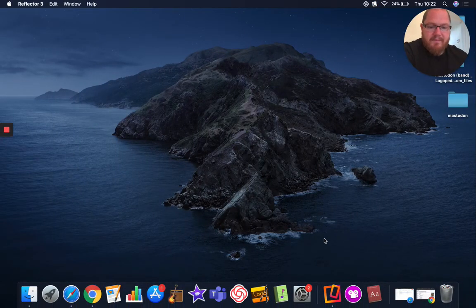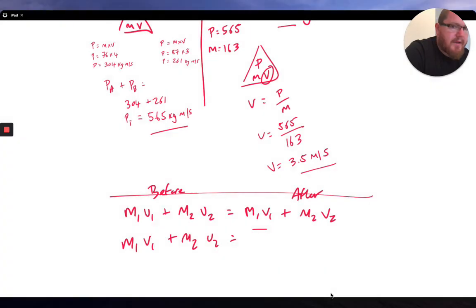What happened there? I think this has run out, has it? Reflector, where have you gone? Still recording, I think. Here we are.